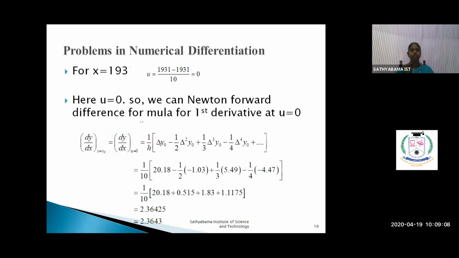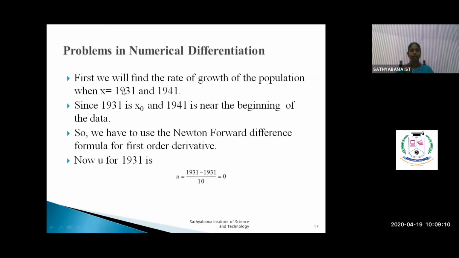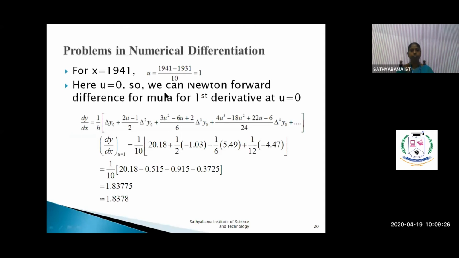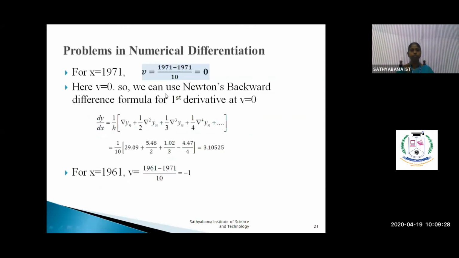So what we have seen in the years 1931 and 1941, what formula have we used? Newton's forward difference formula for first order derivatives, because the value is near the beginning, near x naught. And what about the remaining 2? Where are my remaining 2? 1971 and 1961. So let us see first 1971.